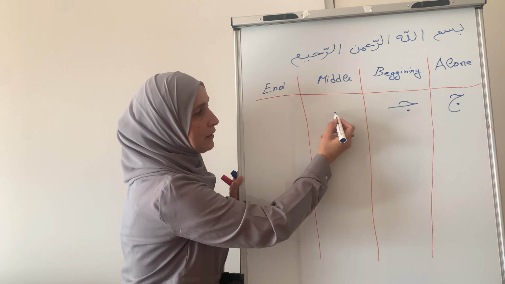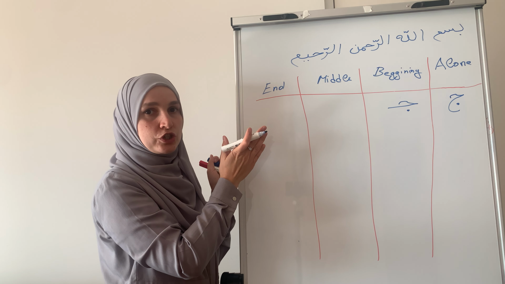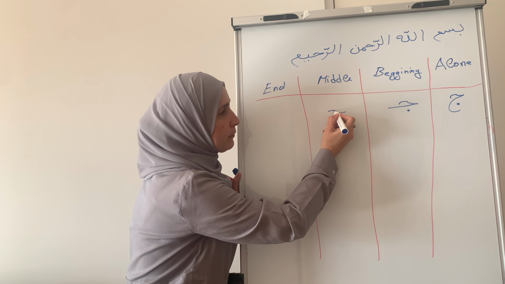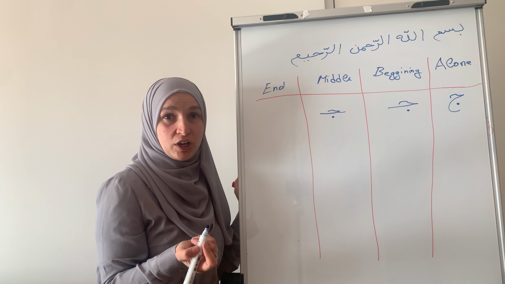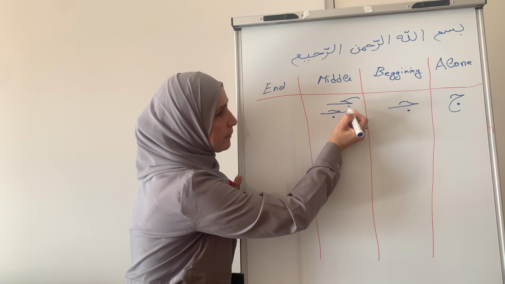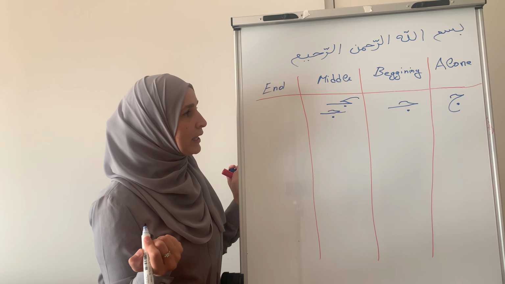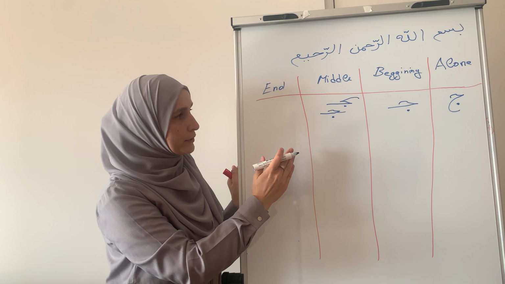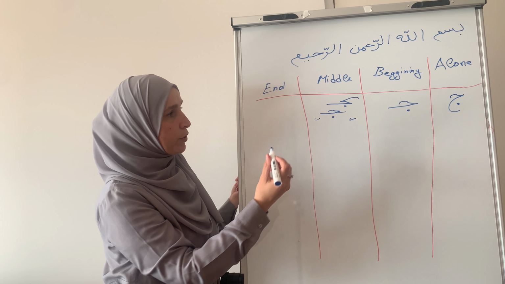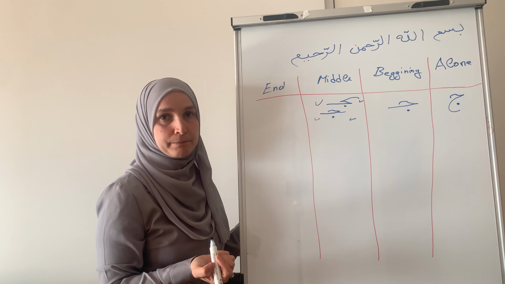Jim at the middle, I'm going to give you 2 forms of the Jim, because sometimes you are going to see it by this form, but sometimes you are going to see it by this form. Both of them are correct. This is Jim at the middle of a word. It's connected on 2 sides, here and here. Another form of the Jim that sometimes you may see, it's connected on 2 sides, here and here.